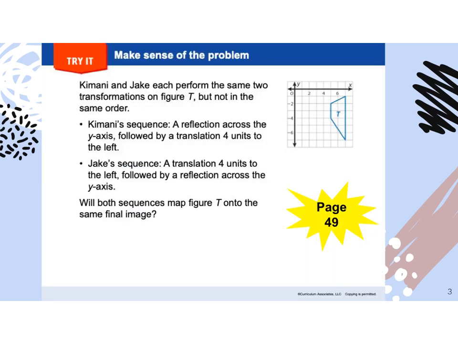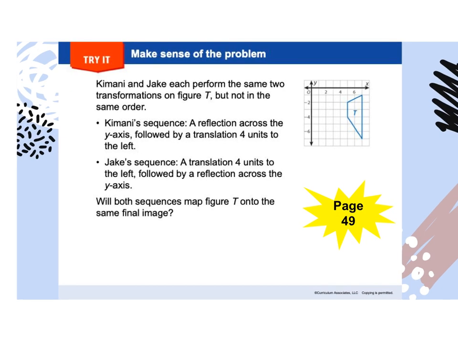So try it. So we're going to go through this problem and figure out what it is asking us to do and what information we need in order to do it. So we have two people. We have Kimani and we have Jake. They each perform the same two transformations on figure T, but not in the same order, okay?